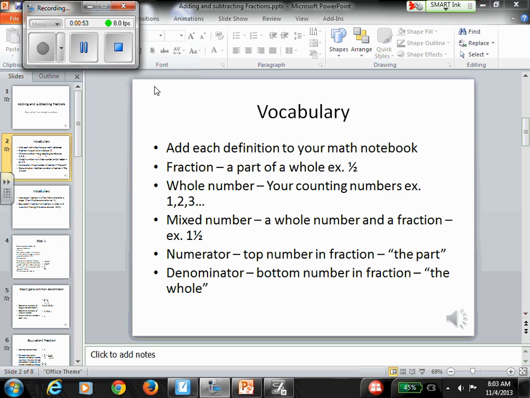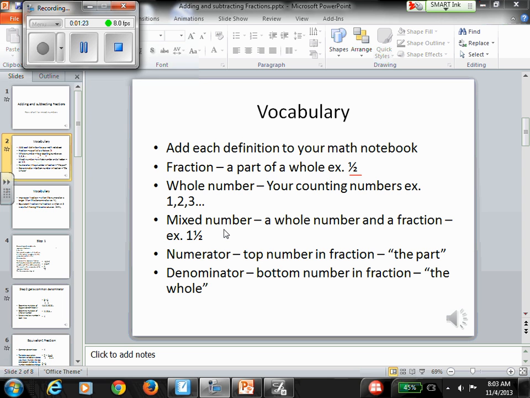Example, 1/2. So if you look here, if our whole is going to be 2, we would only have one part of the two parts. Next vocabulary word is a whole number. The whole numbers are your counting numbers. Examples would be 1, 2, 3, 4, 5, forever and ever. It's not any fractions, not any decimals, not zero. Those are your whole numbers.